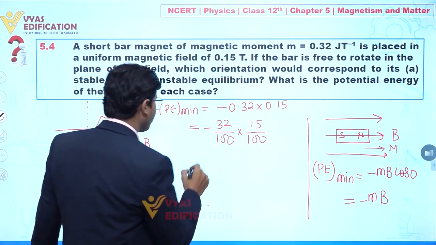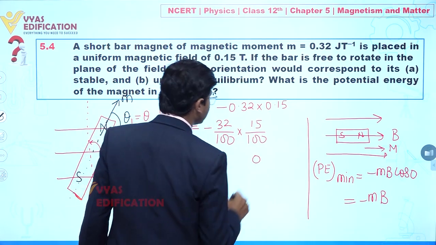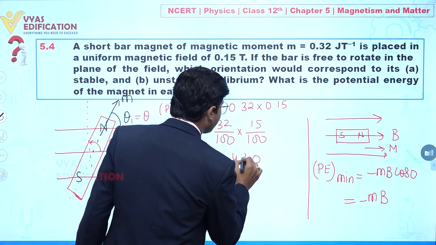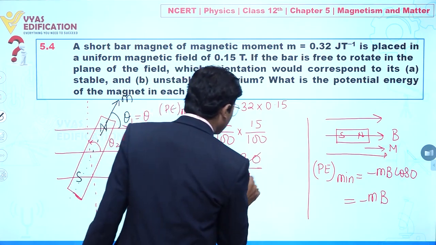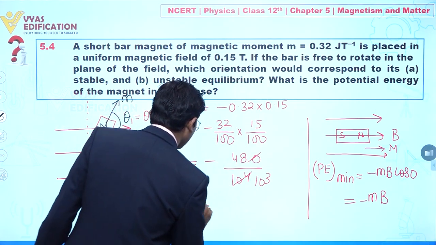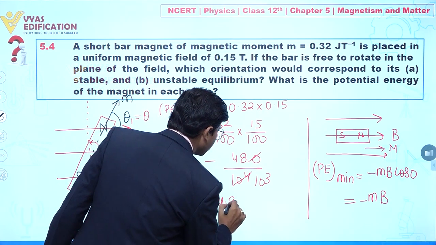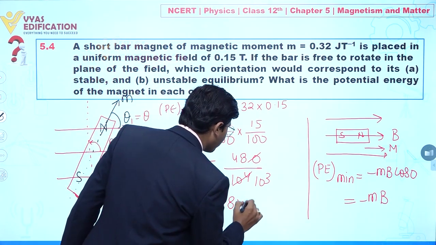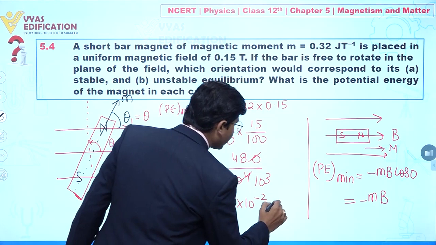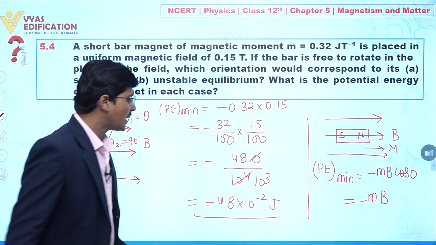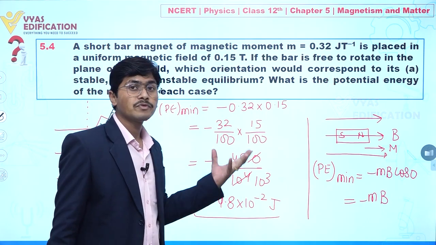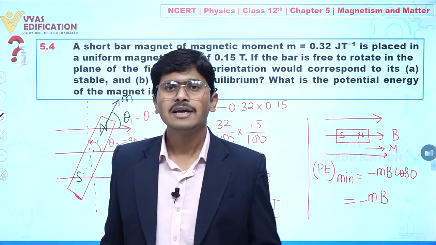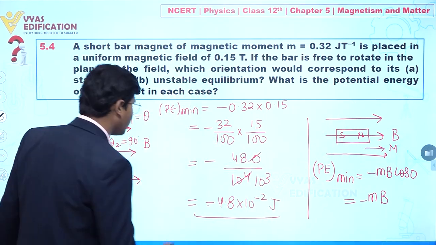If you multiply, we have 3, and 48 divided by 10 to the power 4. From here you can write this as minus 4.8 into 10 to the power minus 2 joule. So minus 4.8 into 10 to the power minus 2 joule is the potential energy we are getting, and this is the condition of stable equilibrium.